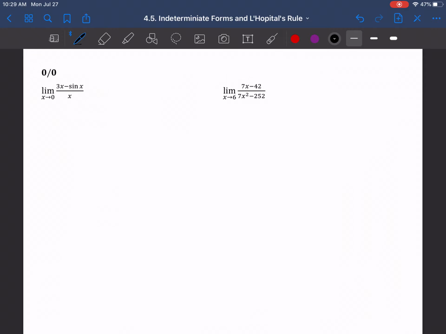Okay, so let's take a look at some that give us 0 divided by 0. In this one, you try to do this, and it's not going to work. So we'll look at the first one here. We try to do this limit and we end up with 0 divided by 0. Doesn't work. So let's do the limit as x goes to 0, and we're going to take the derivative. On the numerator, that's 3 minus the derivative of sine, which is cosine, over 1. This is no longer indeterminate. That means we can just plug in 3 minus the cosine of 0. Cosine of 0 is 1, and so 3 minus 1 is 2, and there's your answer.